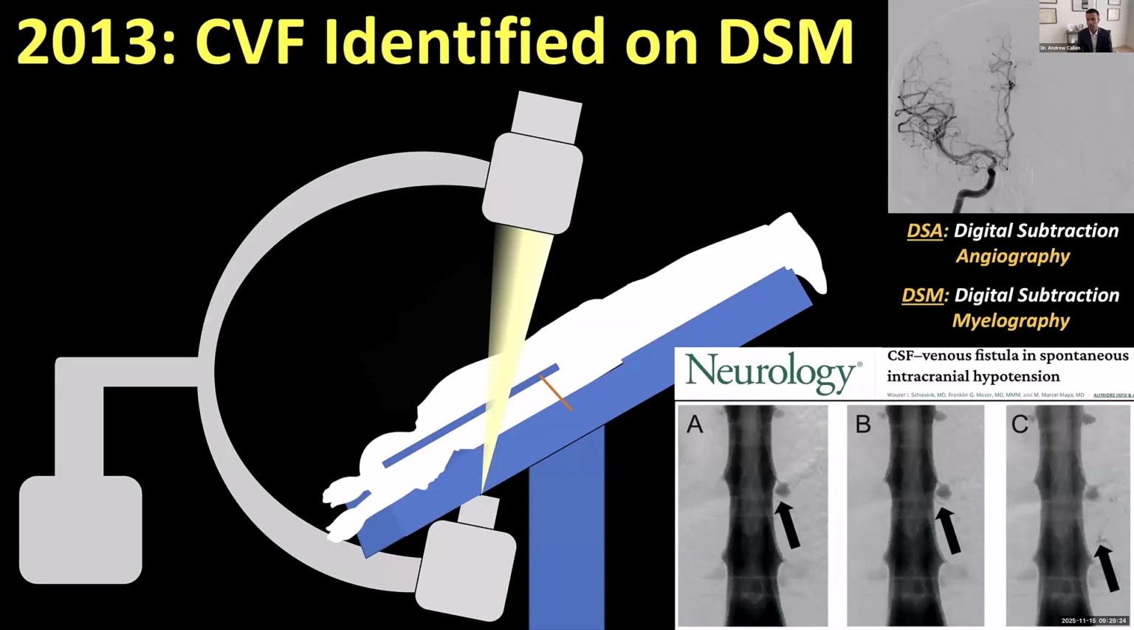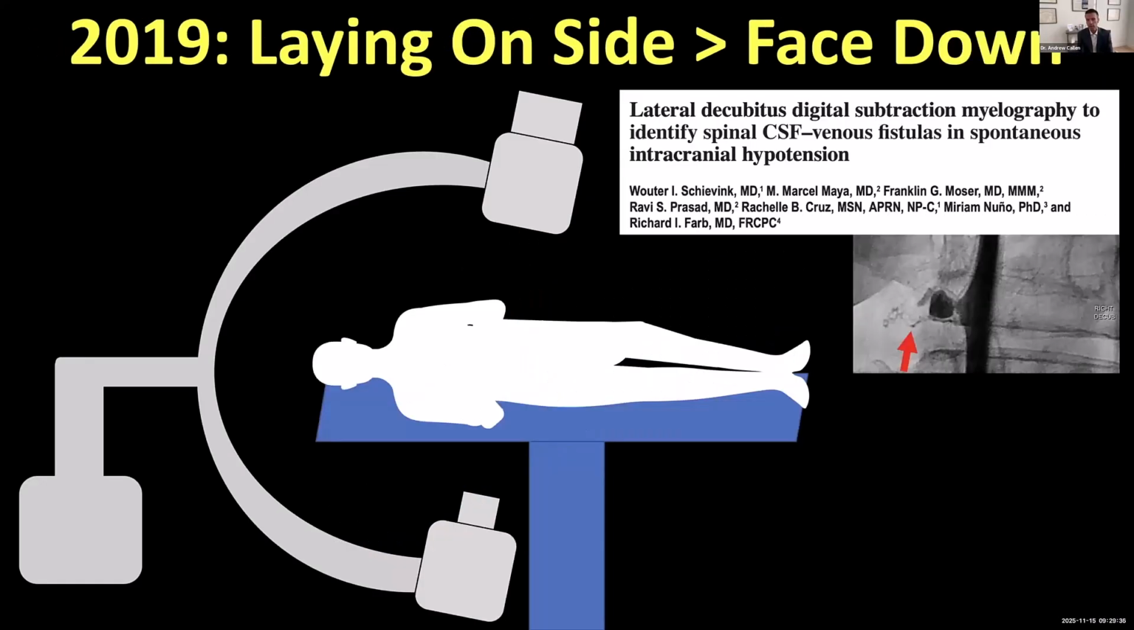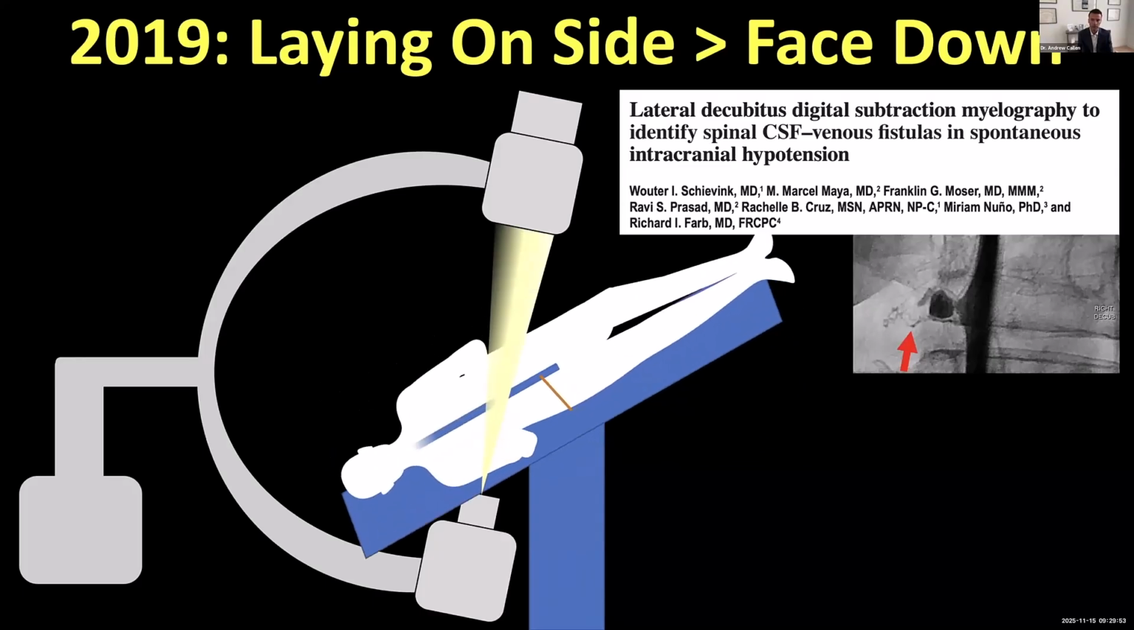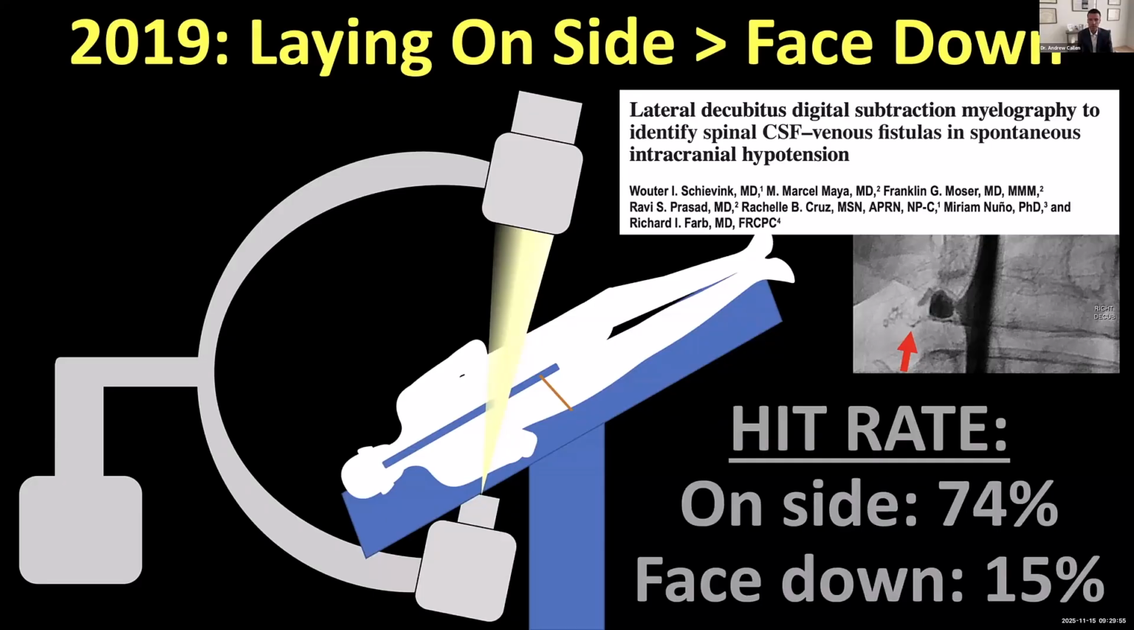And this was a paradigm shift in our understanding of how these leaks could occur, that they didn't just have to be through a hole in the dura with a resulting fluid collection around the spine, but instead could go into the venous system itself. And it wasn't too long after that that Dr. Shivink and Dr. Farb and their colleagues described that if we lay a patient on their side, rather than laying them face down, we will see these fistulas more frequently. Just that simple change, having that contrast layering on the side of the thecal sac, will increase our hit rate for finding these fistulas substantially.